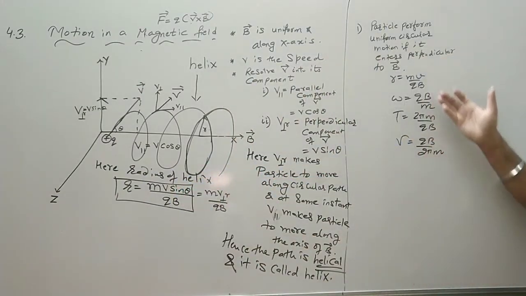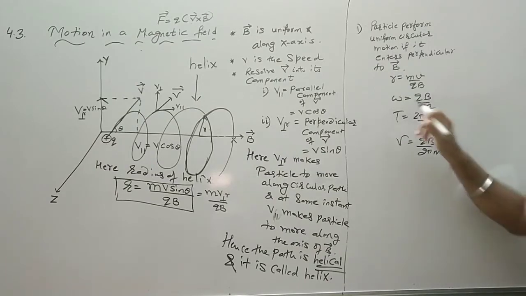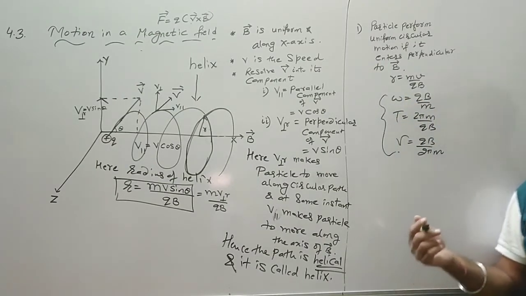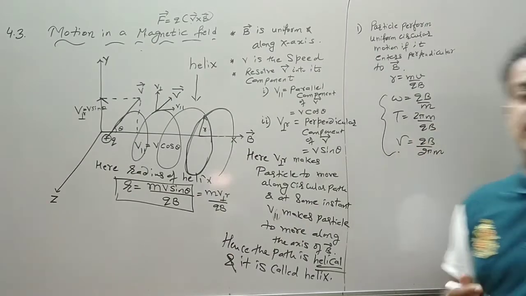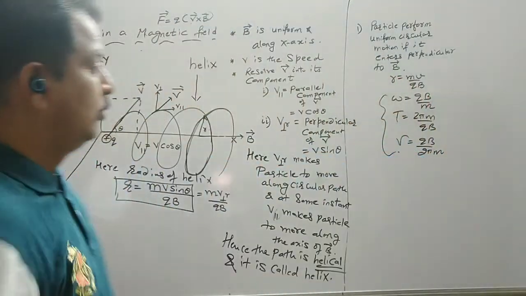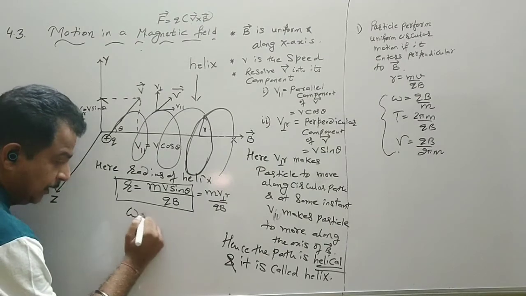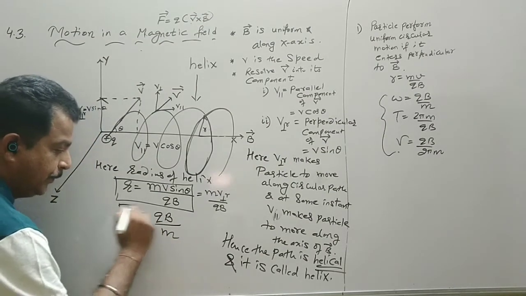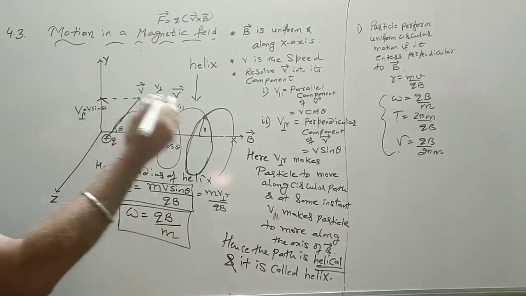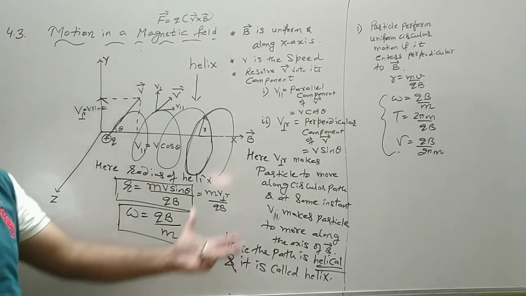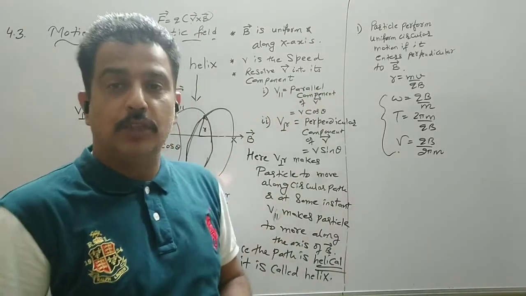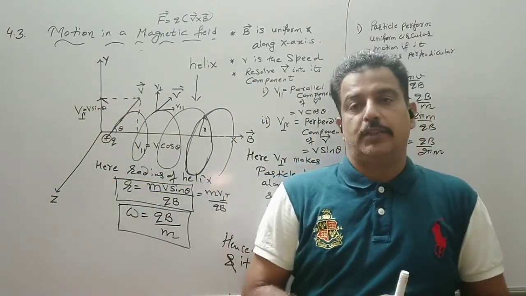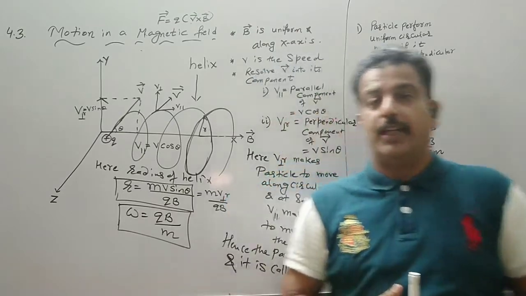For the other formulas, see, these three are independent of v. So omega will not change. Periodic time or the frequency will not change. So the same omega can be written as qB upon m. Again, periodic time or frequency, you can write the same thing because it is independent of the linear speed or velocity, or you can say it is independent of the energy.